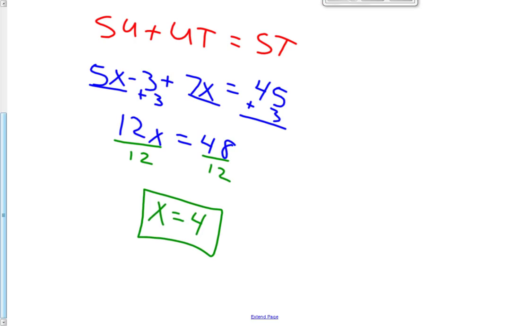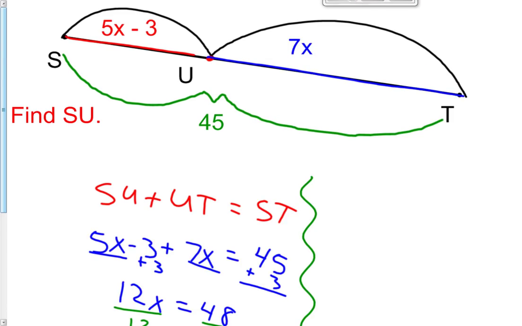There we have it, everybody. X equals 4. And many people stop after that because they say they solved for x and they're done. We're not done, everybody. We're not done until we've solved the problem. It says find SU. So this distance right here is not 4.